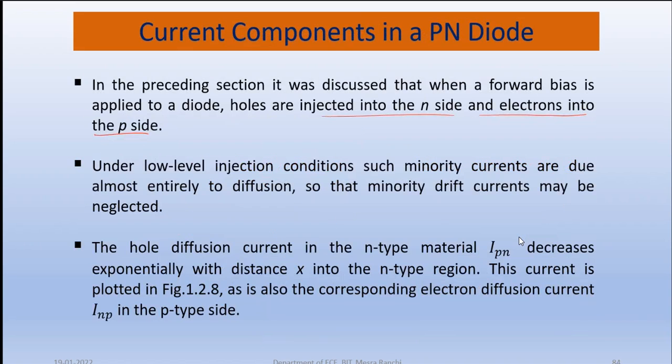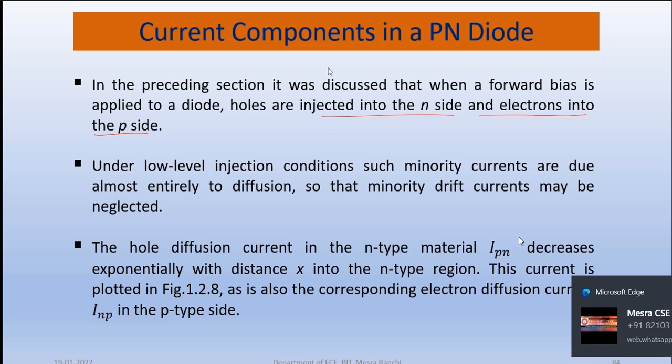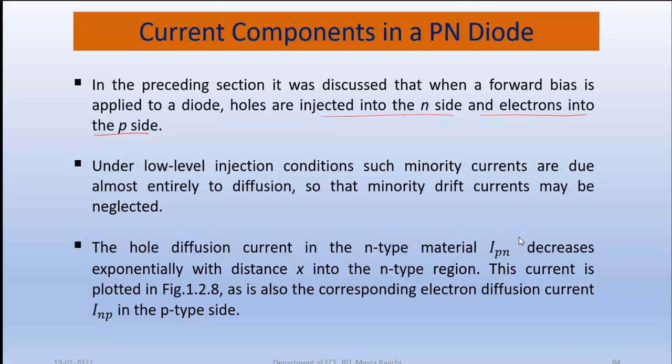So what I am going to say now is a very important thing: the current components in a PN diode. If you have followed the discussion, then you can easily understand what the current components in a PN diode are. There can be two types of currents in a PN diode. One is due to the diffusion of the charge carriers, another is due to the drift of the minority charge carriers, right? So there can be mainly two components.